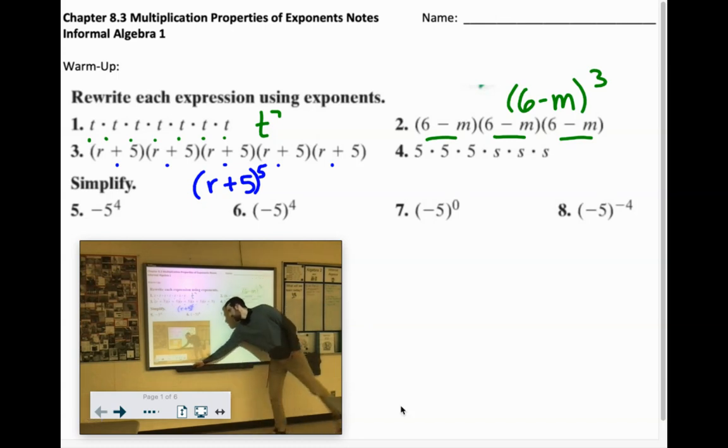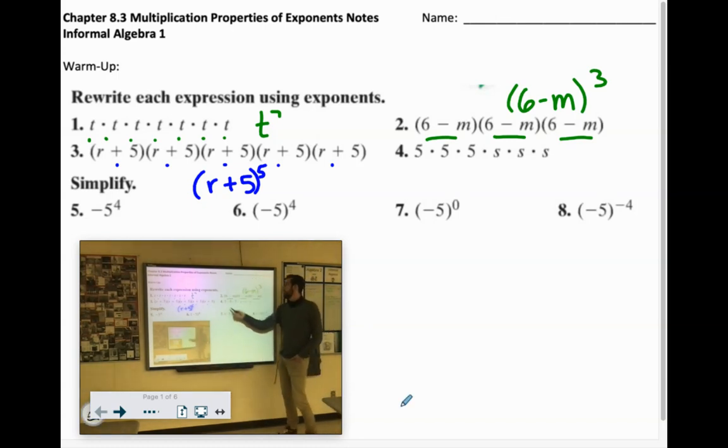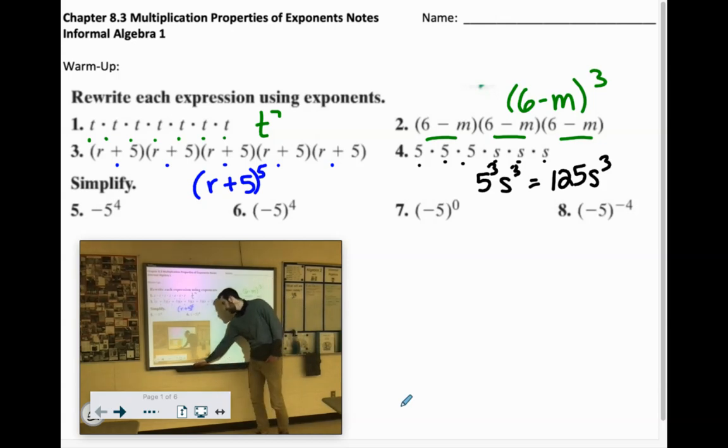And then, a mix and match. We've got 5 to the 3rd times s to the 3rd. So we'll just write 5 to the 3rd, s to the 3rd. Or you could even write 5 to the 3rd, 5 times 5 is 25, times 5 would be 125, s to the 3rd. Cool.